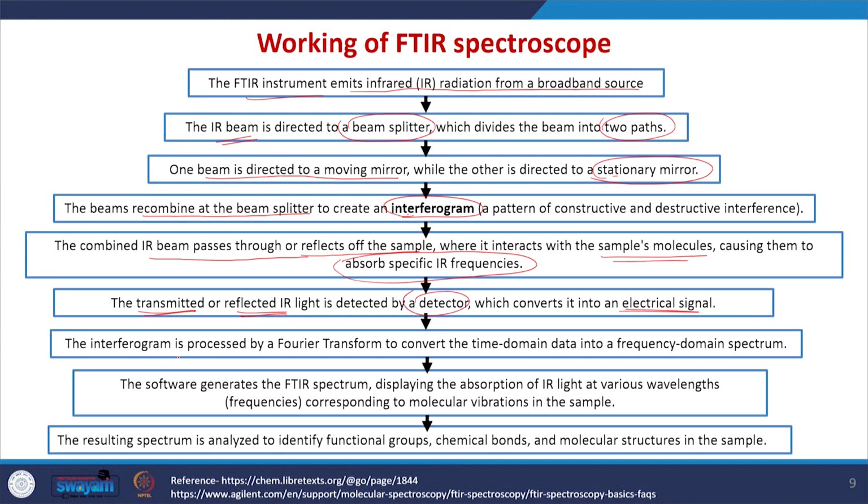Then the interferogram is processed by a Fourier transform to convert the time domain data into a frequency domain spectrum. Then the software generates the FTIR spectrum, which displays the absorption of IR light at various wavelengths corresponding to the molecular vibration in the sample. Then the resulting spectrum is analyzed to identify the functional groups, chemical bonds and molecular structures in the sample.